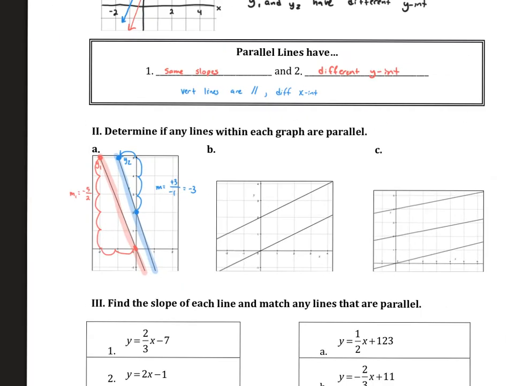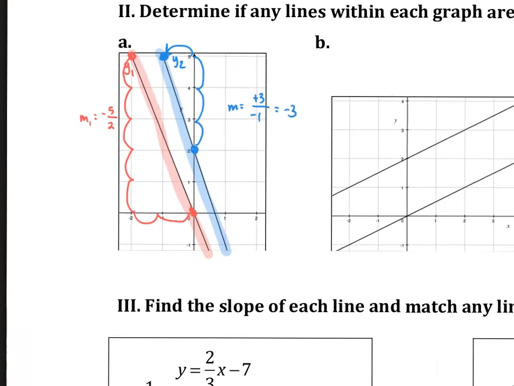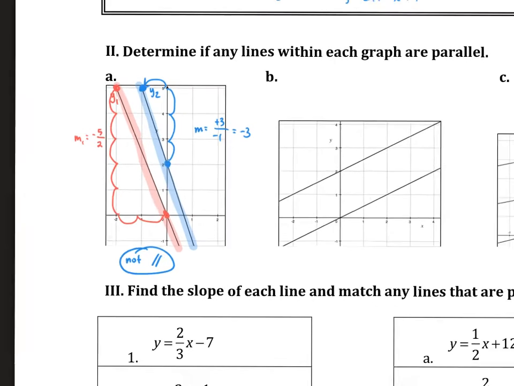So determine if any lines within this graph are parallel. And here, our conclusion is that they are not parallel. And this symbol right here, with a slanted double line, I use for parallel. So they're not parallel. Why? Because their slopes are different.